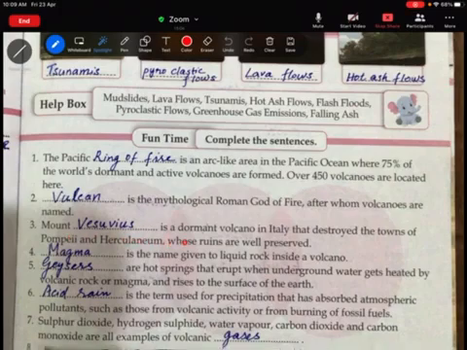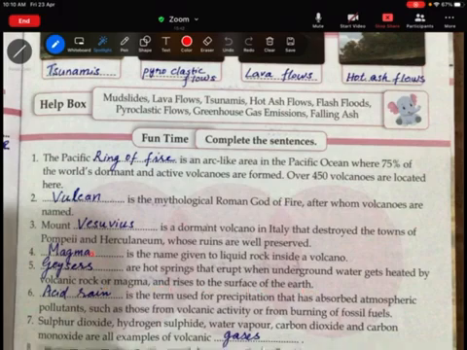Mount Vesuvius is a dormant volcano in Italy that destroyed the towns of Pompeii and Herculaneum, whose ruins are well preserved, well protected. Next, dash is the name given to liquid rock inside a volcano, that is magma. Geysers, dash are the hot springs that erupt when underground water gets heated by volcanic rocks or magma and rises to the surface of the earth.